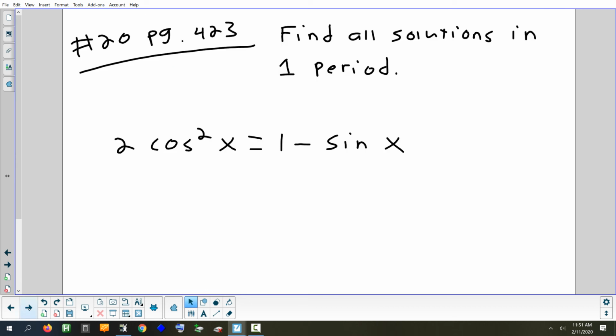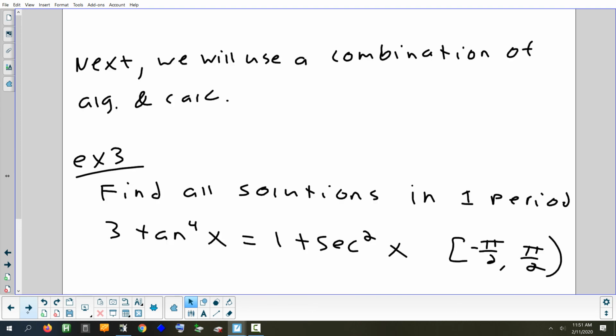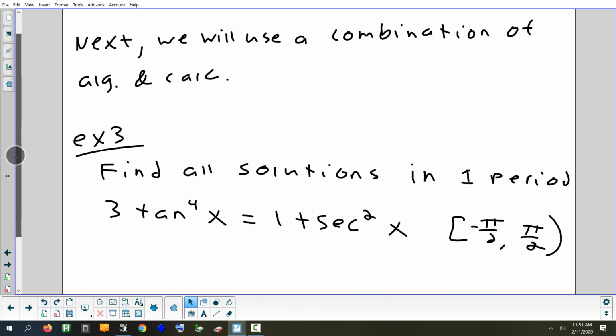Alright, this one's kind of the same thing. It's actually easier than the last one. You just get everything on one side, use the quadratic formula, or factor it if you could. Any questions on this type? So we're not going to do another one of those. Let's try this one.